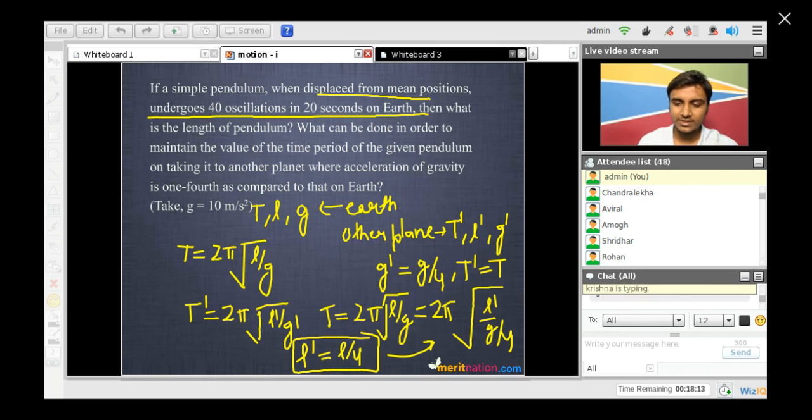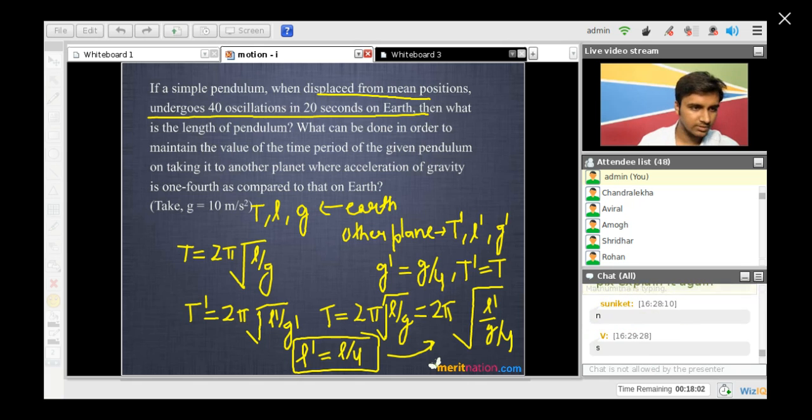It's very easy, right? It is very easy. Just keep the values and you will get the answer. Okay? Alright, so I will explain it once again.